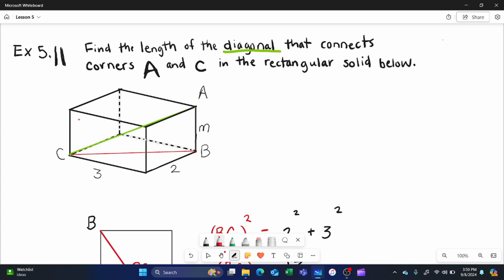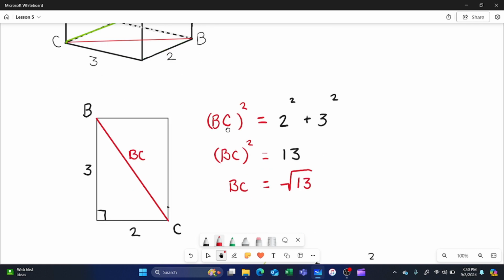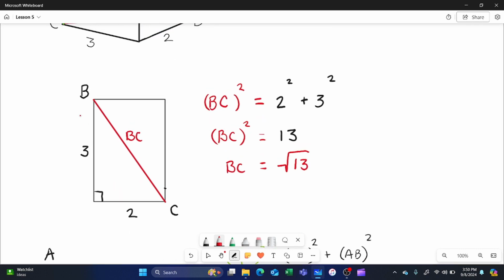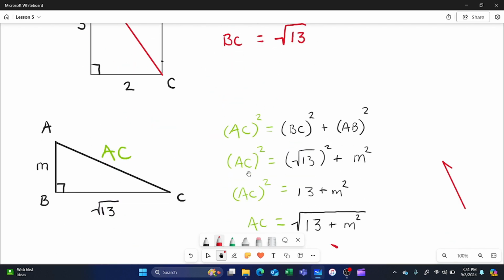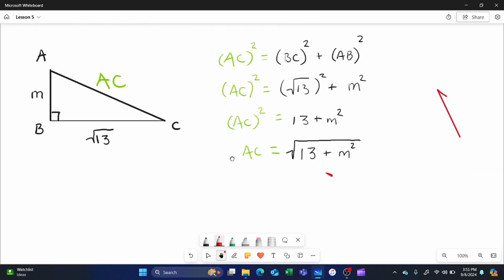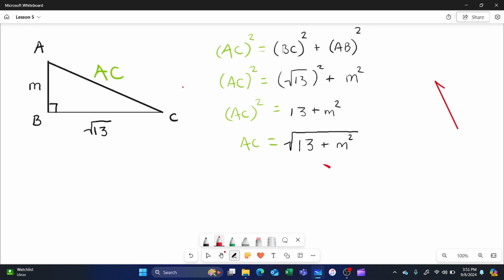Step 1, remember, we're going to remove that bottom base. Take what's known. We have B and C is what we're looking for. They're giving us a 2 and a 3. Plug all that in. Our BC hypotenuse will be the square root of 13. And that becomes the second leg that you needed for another right triangle to find the hypotenuse, which is your ultimate goal of AC, or the diagonal of the rectangular solid. So you plug that in, it's the square root of 13 squared. You move it down, you have 13 plus m squared. AC is ultimately going to be equal to the square root of 13 plus m squared.